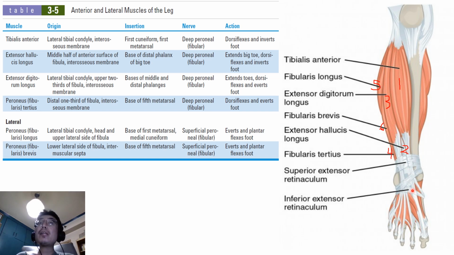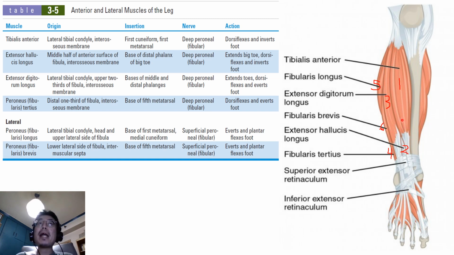It is innervated by the deep peroneal nerve, also known as the deep fibular nerve, because peroneal in anatomic terms is synonymous with fibular. The function of the tibialis anterior is to dorsiflex and invert the ipsilateral foot. In fact, it is the primary or the main dorsiflexor.